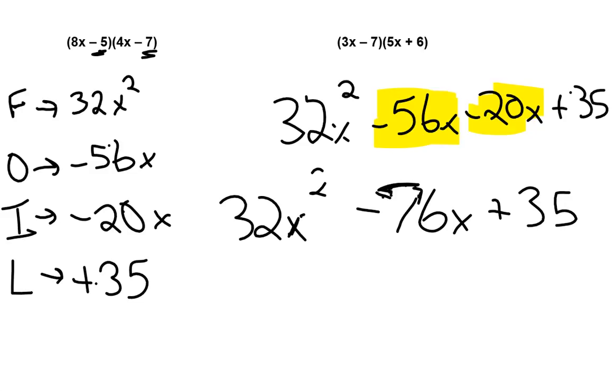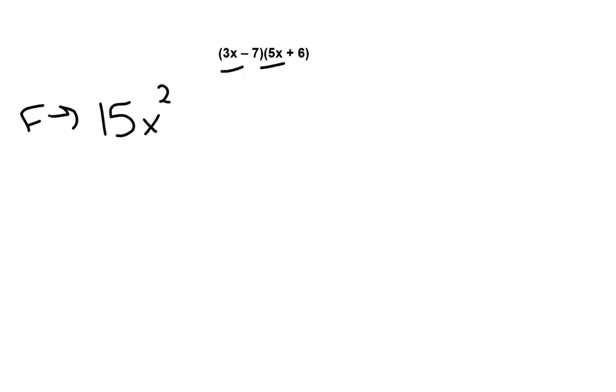The second one that I have here, let's see if we can pull this down. We'll work on it down here. So I've got 3x minus 7 and 5x plus 6. Again, my first term, 3x and 5x. Multiply those together. 3 times 5 is 15. X times x is x squared. My outside terms gives me 3x and 6. 3 times 6 is 18. And then I have an x in there as well.